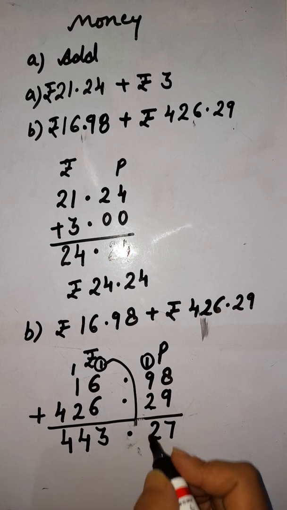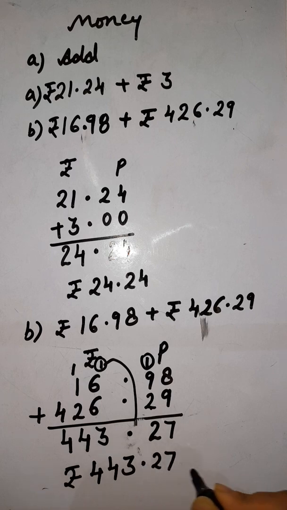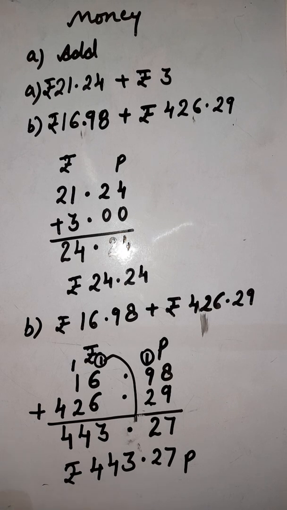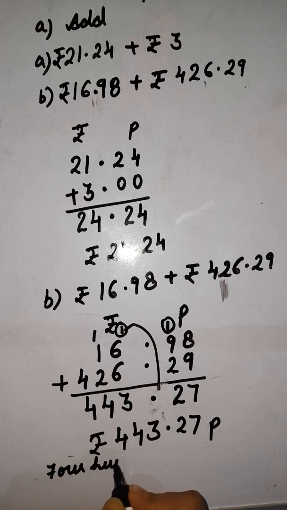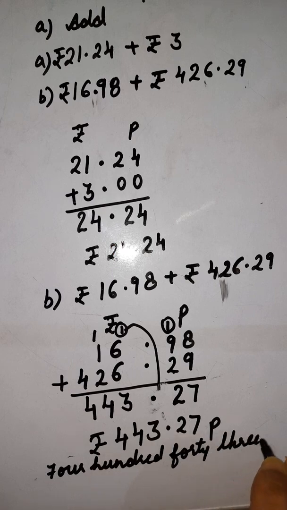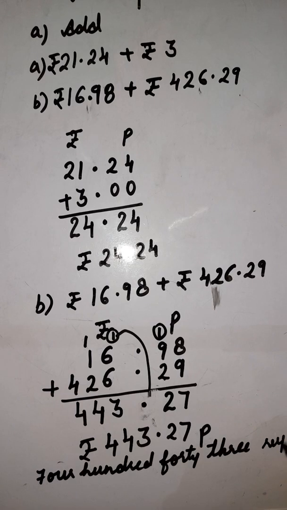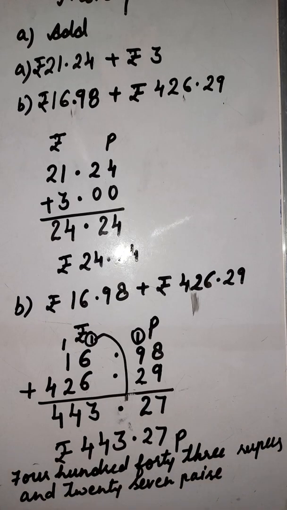Now we have rupees 443 and 27 paise. We can write the amount in words like 443 rupees and 27 paise. Understood students? Did everyone understand?